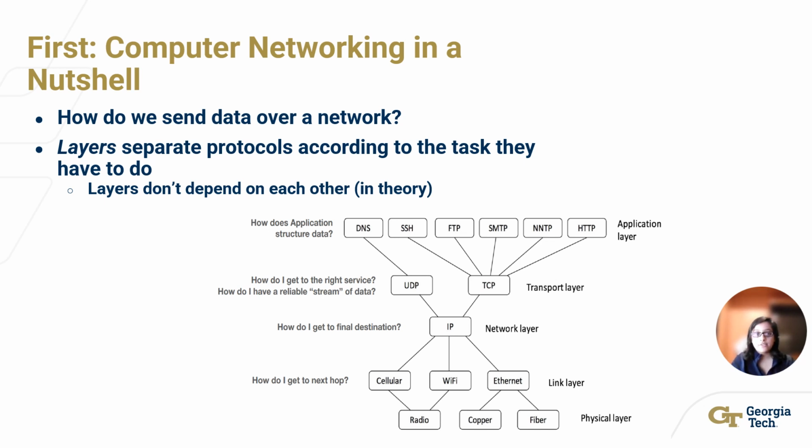The link layer is where you get the answer to how we get to the next hop in our journey. For wireless communication, we have cellular and Wi-Fi. For wired connections, we have Ethernet. Finally, the physical layer. Here we have actual physical mediums through which data travels, like radio waves, copper wires, and fiber optics. All these layers work together to ensure data reaches its destination accurately and efficiently.